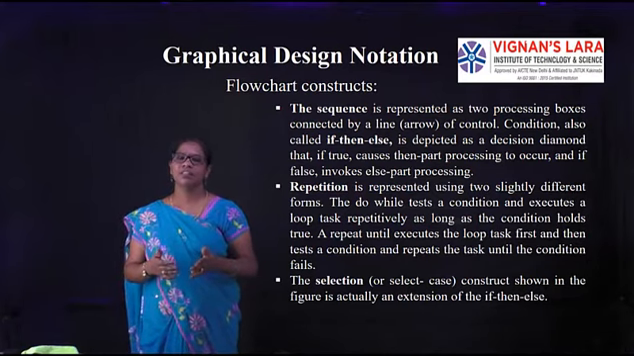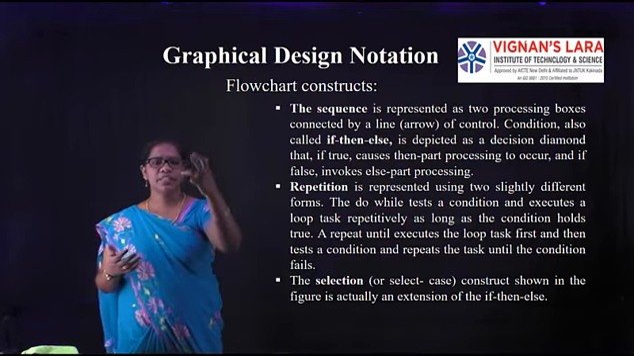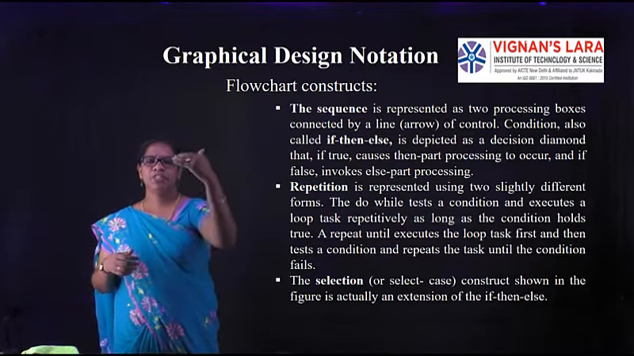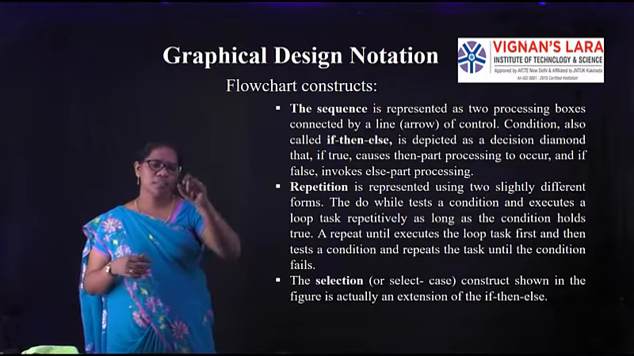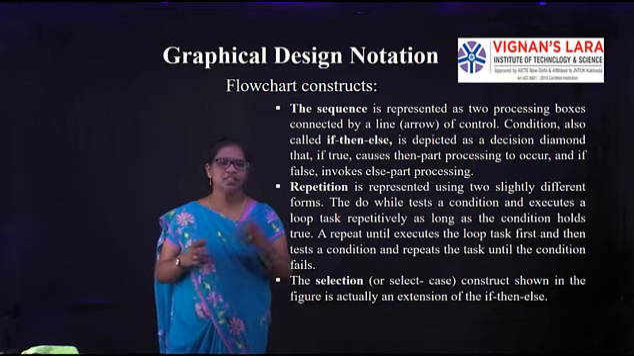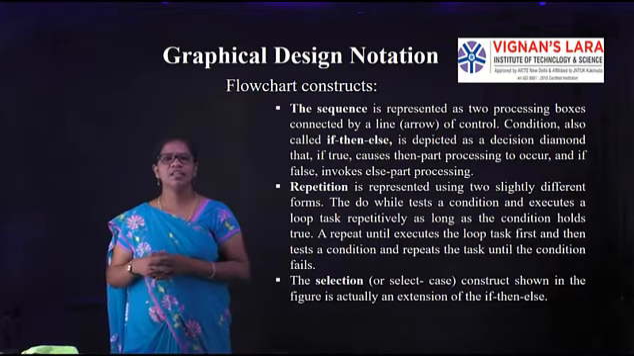Okay, the sequence is represented as two processing steps connected by a line. For example, if there is a flowchart, it has connected lines. Okay, what does that line say? Whatever information is passing from one to another goes through the connected line. Okay, so that is a sequence. Here, as the sequence example, we have given the if then else.